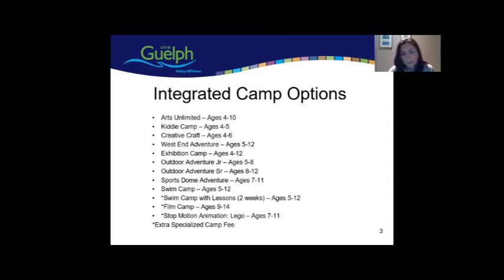And going back to what Cheryl said, it's great if you can think about what your child is interested in. If they love swimming, then swim camp might be a good option. If they're really into arts and crafts, we have some of those as well. So some really great options to consider.